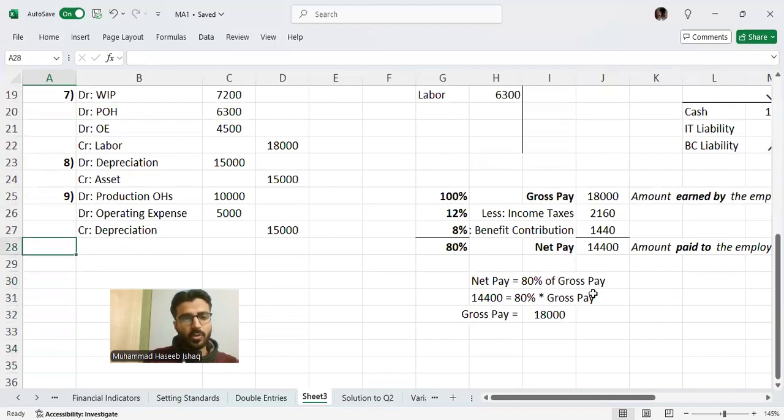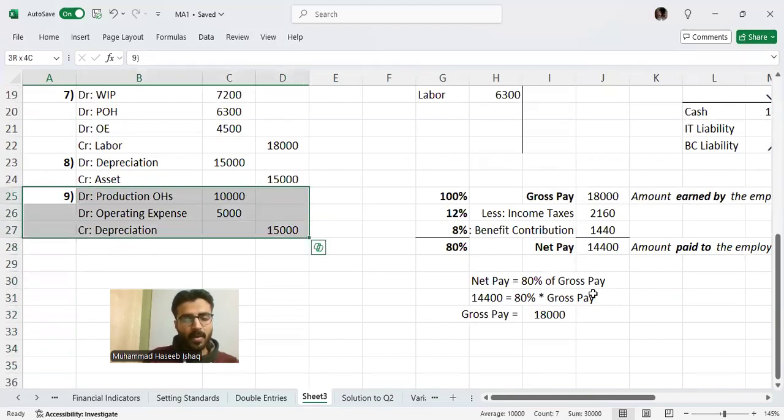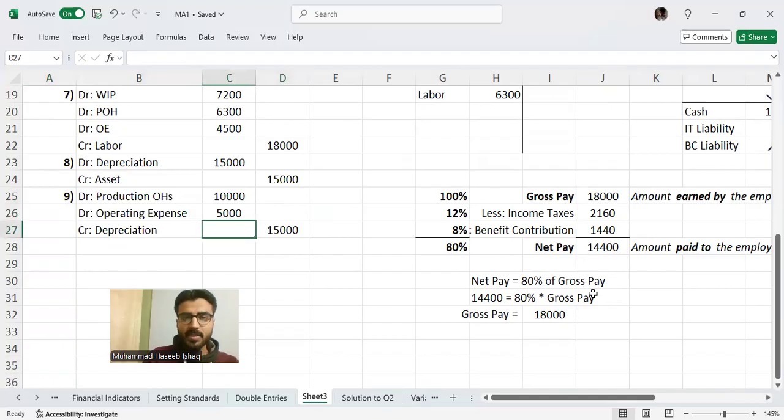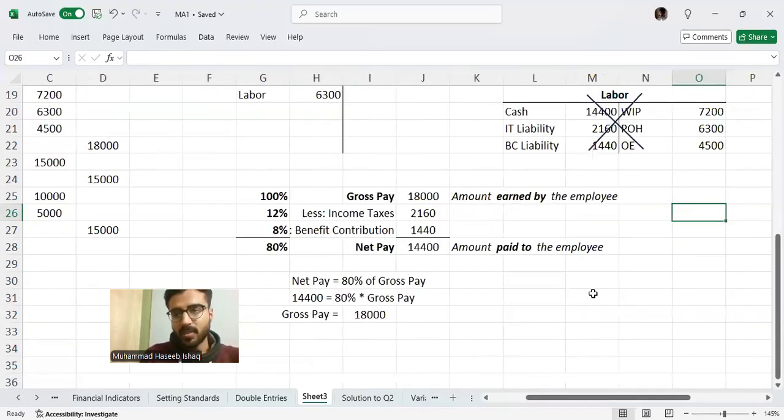Now we have to post the ninth transaction on the T account. So we have to credit the depreciation account by 15,000. And we have to write the names of the two accounts because these are the accounts that are being debited. So production overheads and operating expense. In front of production overhead, we have to write 10,000, and in front of operating expense, we have to write 5,000. So let's do this.